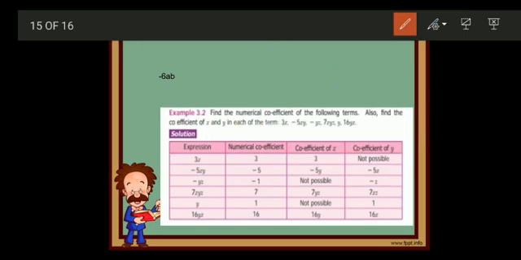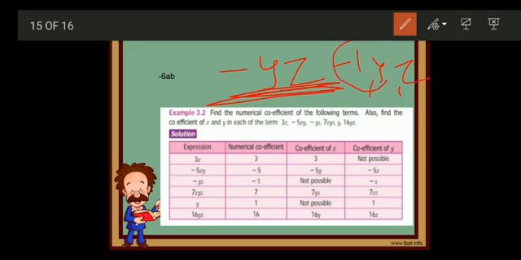Okay. Now see the third one, minus yz. Okay. Here what are the factors of this term? It is minus 1, y, z. Right. So the numerical coefficient is minus 1. What is the coefficient of x? x is not there here. So the coefficient of x is not possible. Okay. What is the coefficient of y? Remove y. The other thing is minus 1z. Minus z. Okay. Minus z is the coefficient of y.